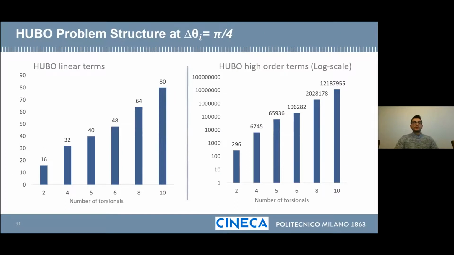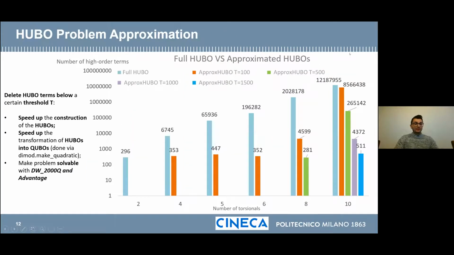So the HUBO, when the precision chosen is pi/4, has a number of linear terms increasing linearly. We go from 16 for 2 rotables up to 80 for 10. And the number of high order terms, included the quadratic ones, are going up to 12 millions in the case of 10 rotables.